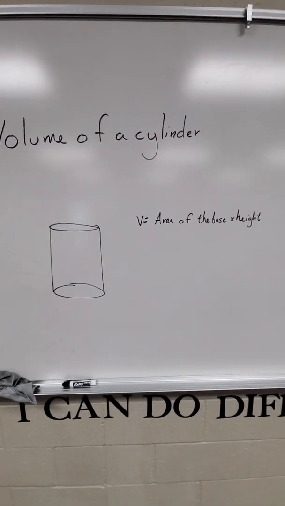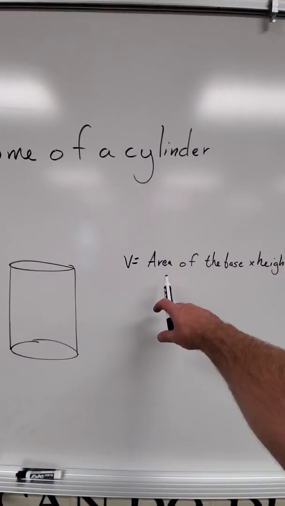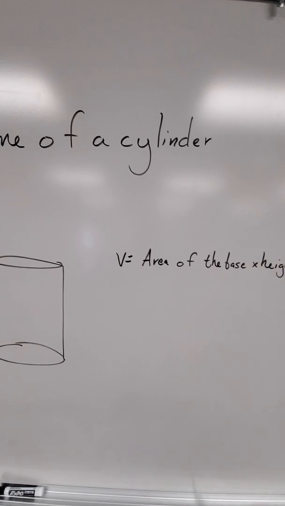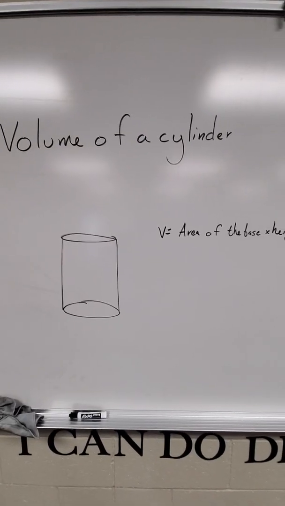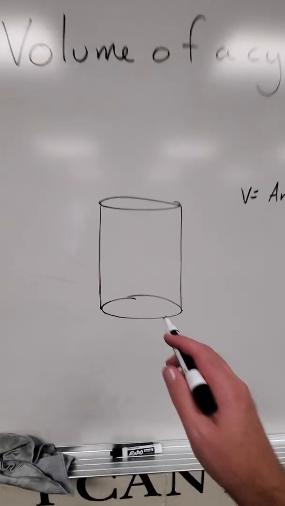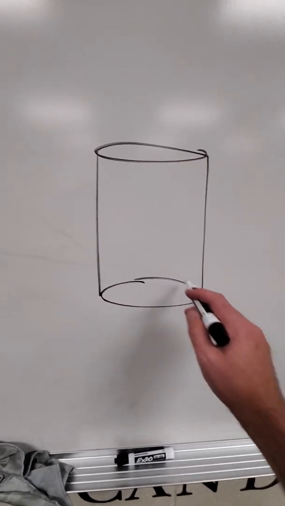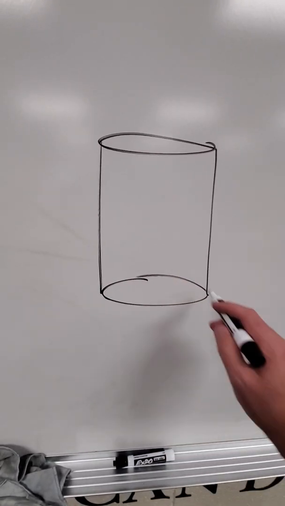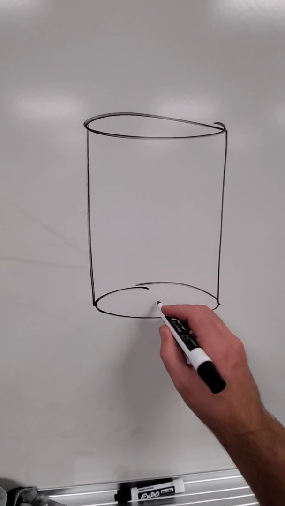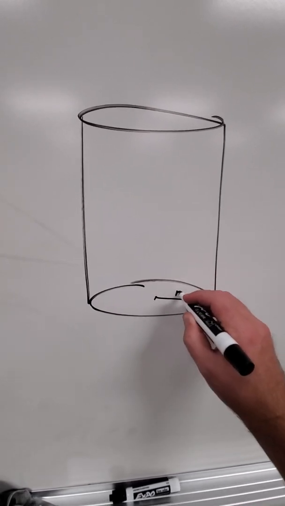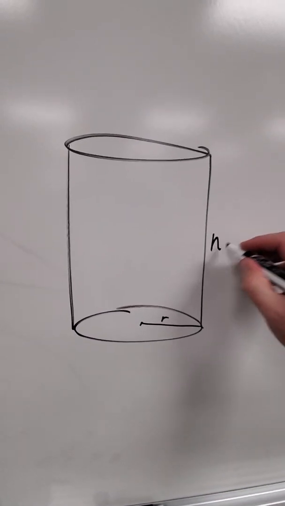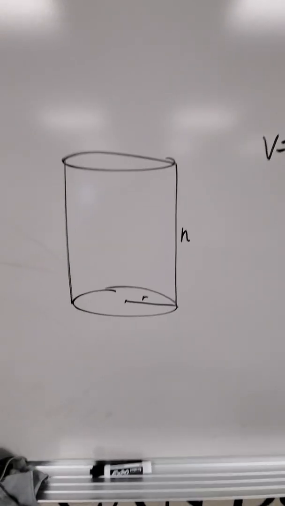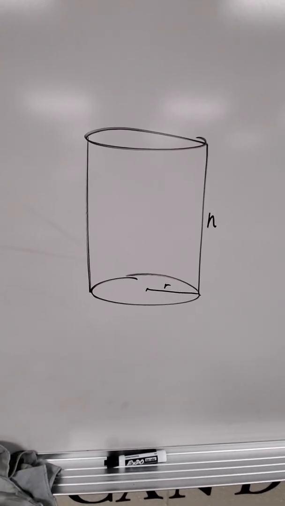To find the volume of anything, you need to know what the area of its base is and then multiply it by its height. Okay, now think about this. This is a cylinder. A cylinder has a circular base. So it's a circle on the bottom, so it requires a radius. And then it also has a height. Now, knowing those two things, you can find the volume of any cylinder.